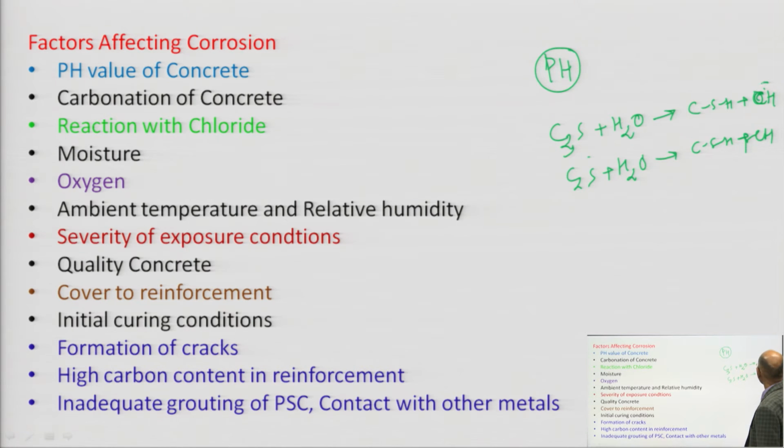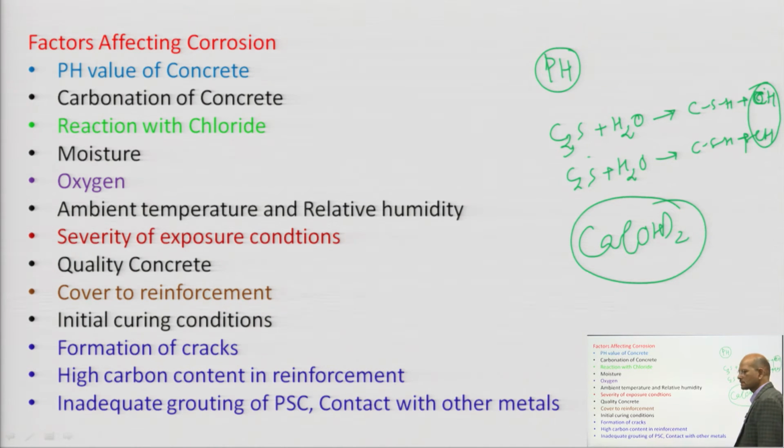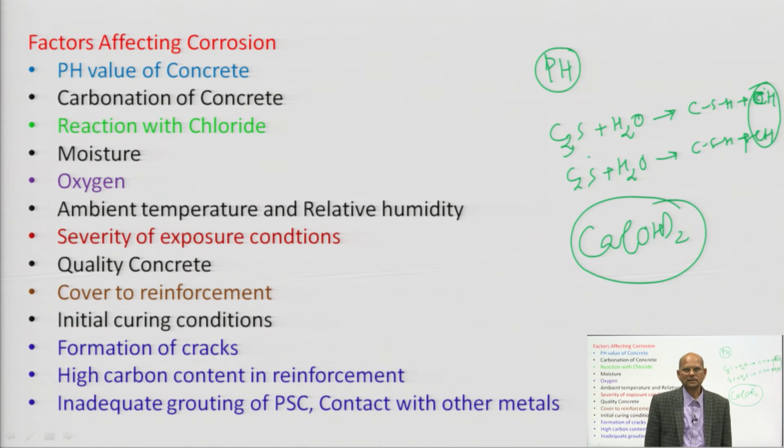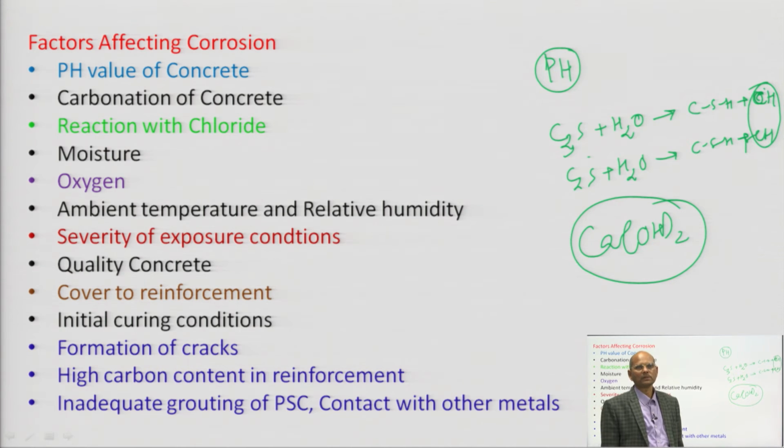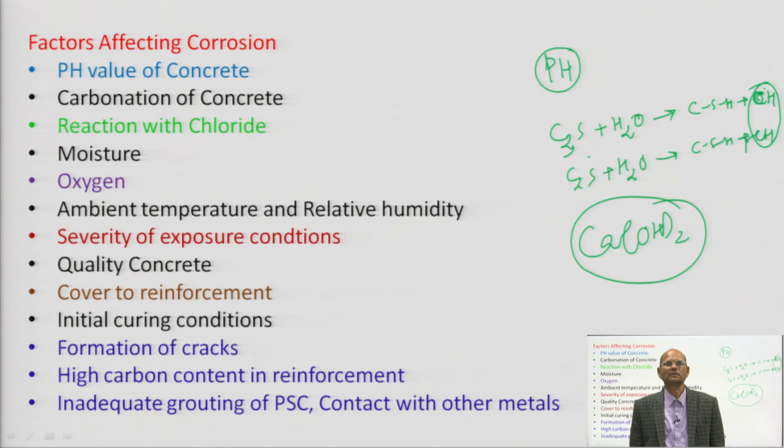This calcium hydroxide present in the concrete, due to the reaction of C2S and C3S, is going to increase the pH of the concrete. So, concrete is alkaline in nature, and generally its pH value is around 13. Once concrete has a value above 12.5, that stage is considered a passive condition.